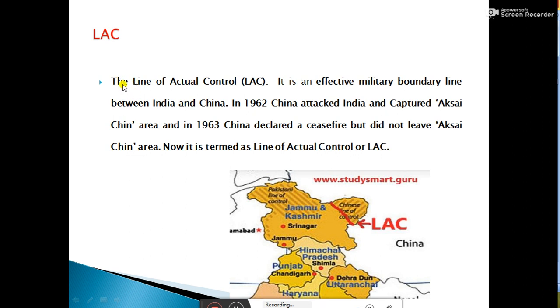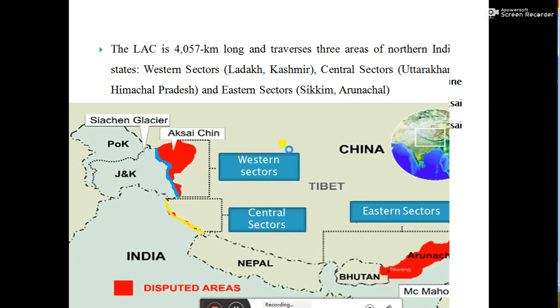LAC. It is an effective military boundary line between India and China. In 1962, China attacked India and captured the Aksai Chin area. And in 1963, China declared a ceasefire but did not leave the Aksai Chin area. Now it is termed the Line of Actual Control, or LAC.